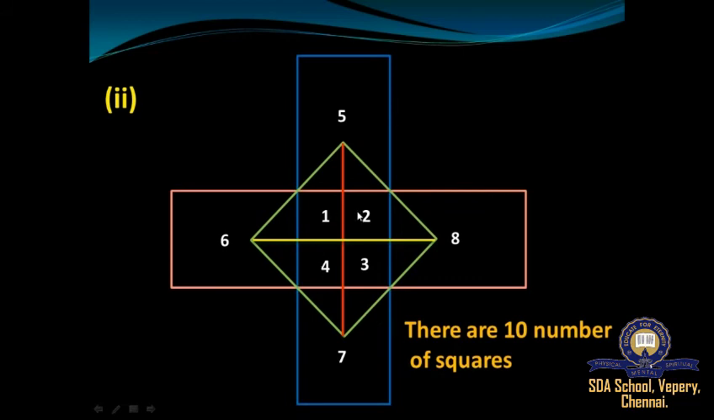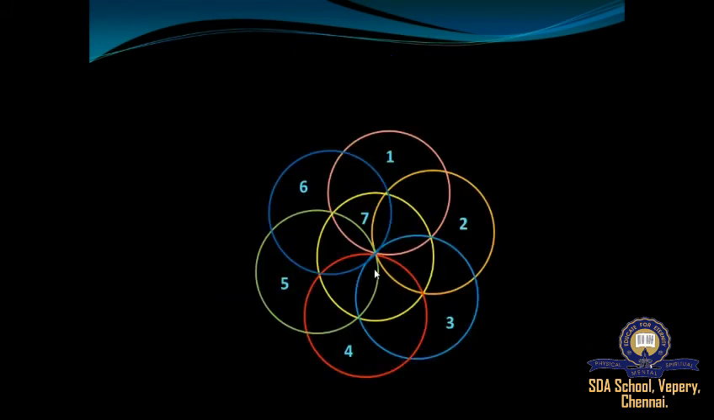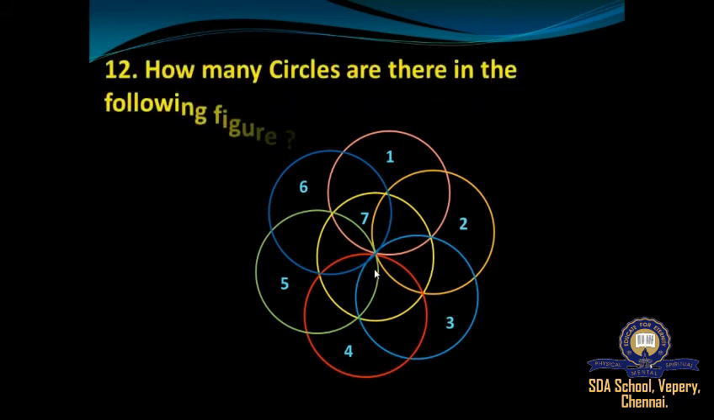Understood, students? 1, 2, 3, 4 individually makes small squares. 5, 6, 7, 8 makes another 4 squares. This green color makes 1 square, and the inner part combining 1, 2, 3 and 4 makes another square. Okay, so there are totally 10 squares. Understood, students? Now we'll move on to the 12th sum. How many circles are there in the following figure? So you are supposed to find the number of circles found in this figure. Okay, so for easy simplification, I have listed down the numbers.